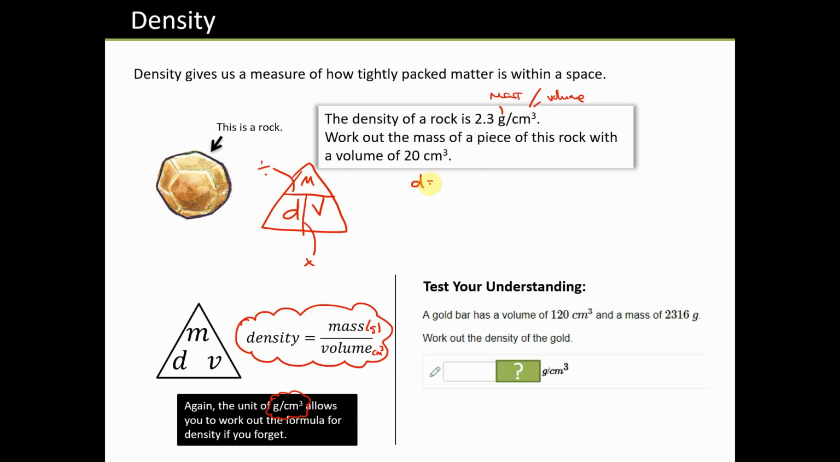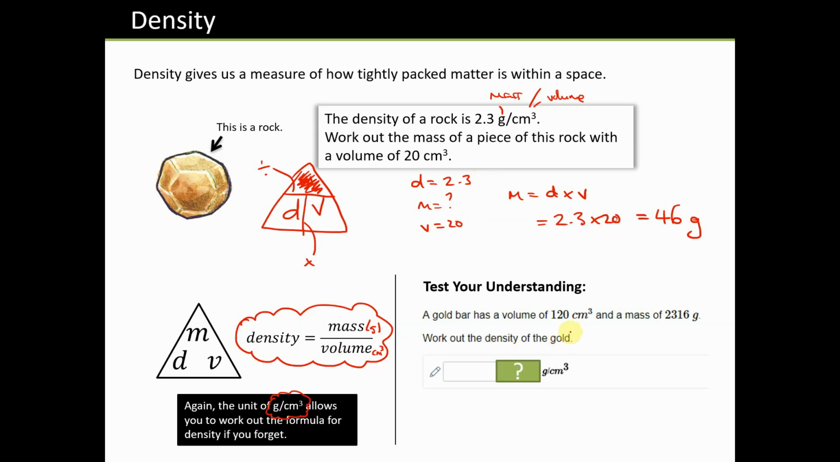So in this case we've got the density as 2.3 and we don't have the mass, and we've got the volume is 20 centimetres cubed. So we want to find the mass. Let's cover up the mass. You wouldn't scribble, you just do it with your finger. So to find the mass we need to do density times volume. So I need to do 2.3 times 20, and that is going to give me 46. It's a mass, so this is going to be grams. So 46 grams is the mass of this rock.